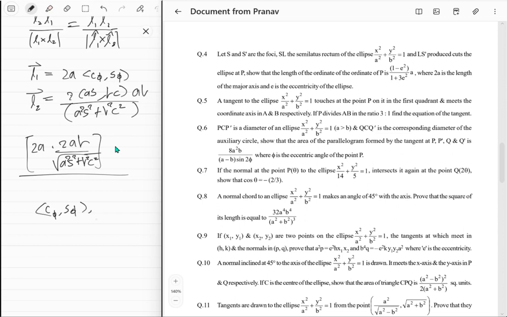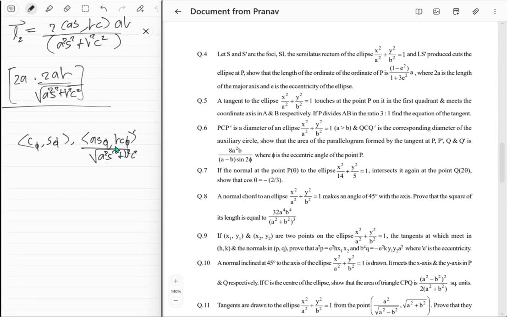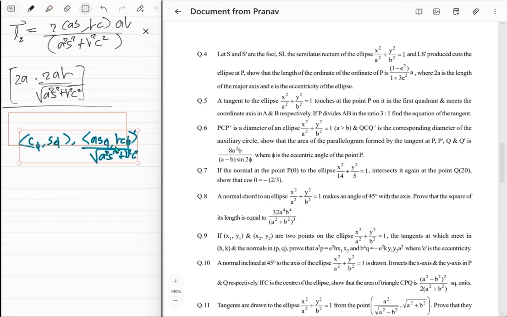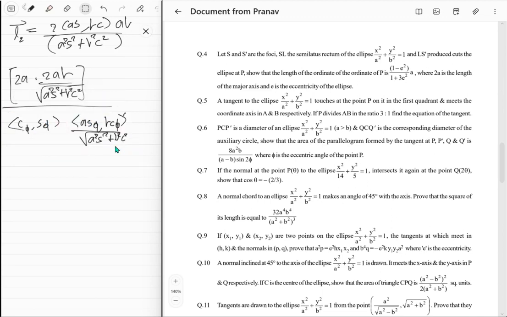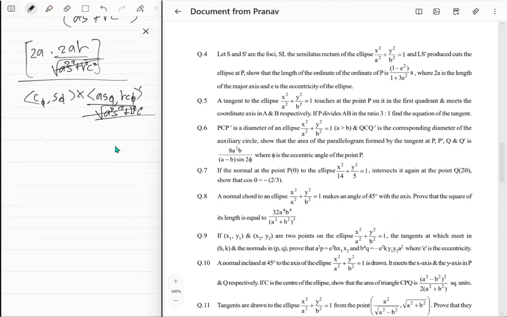Right, that's one vector. And another vector would just be a sine phi, b cosine phi, and that upon square root of a square plus b square. Sorry, a square sine square plus b square cosine square, right? You gotta divide by the cross of these. So look, this will cancel out. So you gotta divide by this. Sure, this will cancel out. Perfect. It's got 4a square b upon, just that much, upon this whole thing, right?